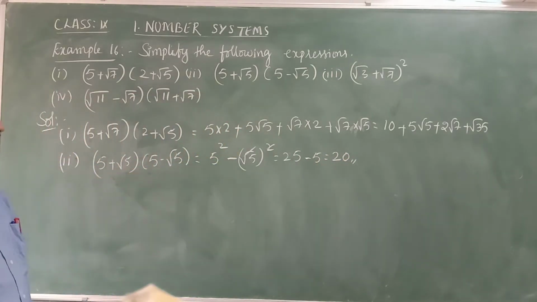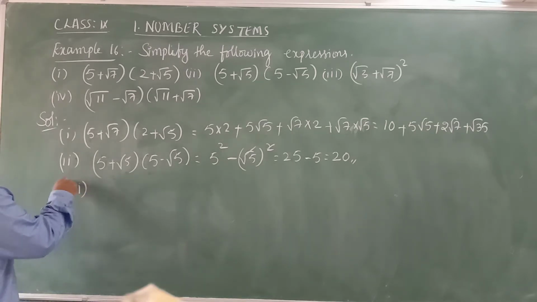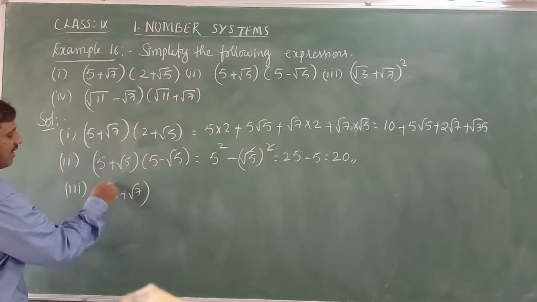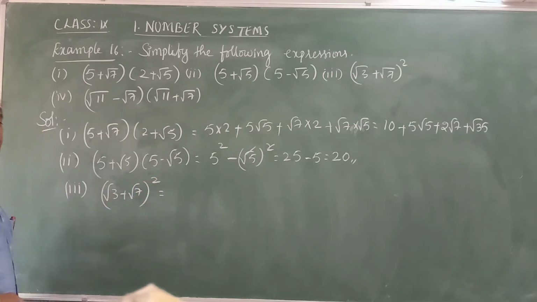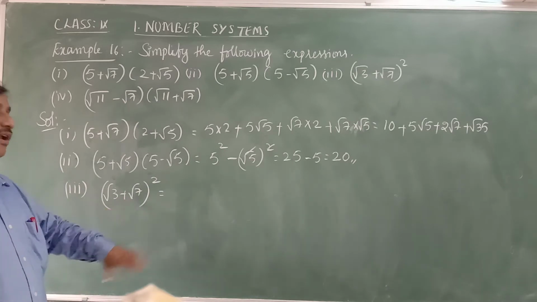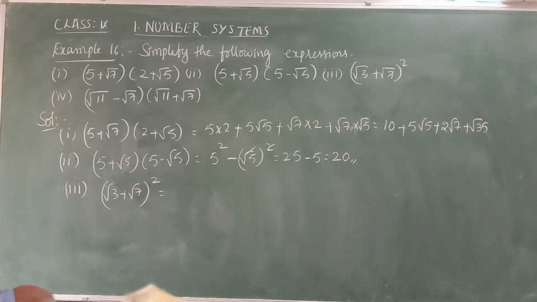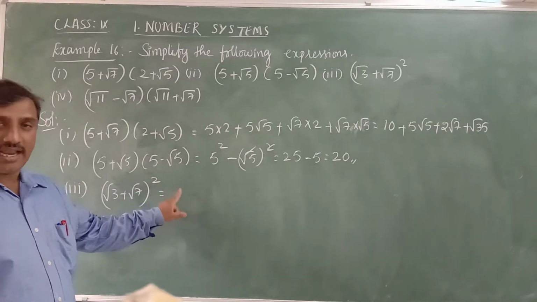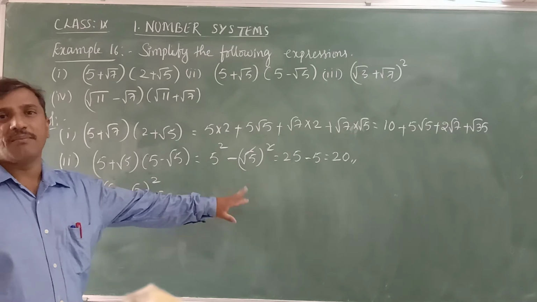Like this we can simplify using the identities, with square roots also. Now the third question: (√3 + √7) whole square. (a + b)² is equal to a² + 2ab + b². So (√a + √b)² is a + 2√(ab) + b.